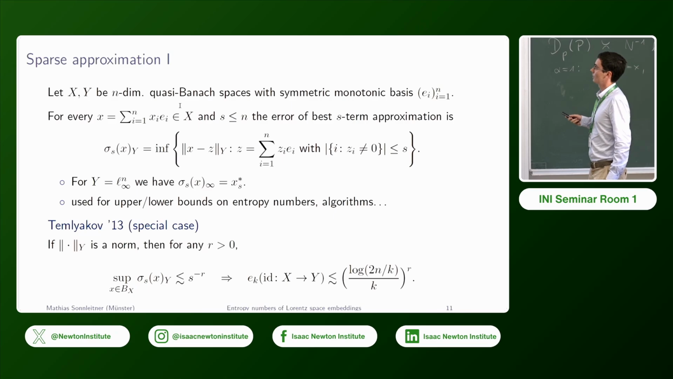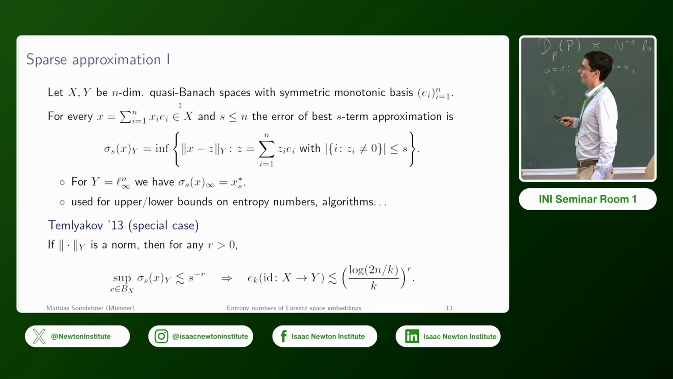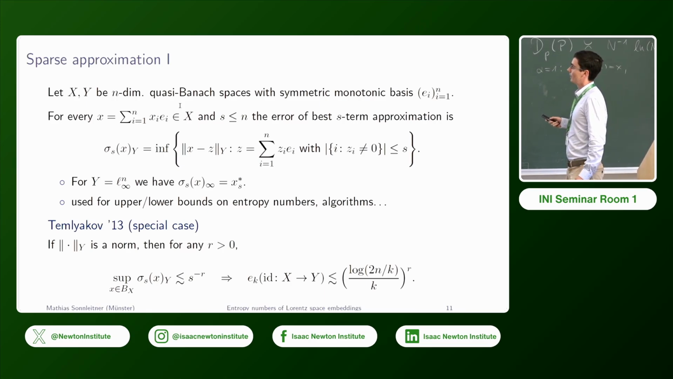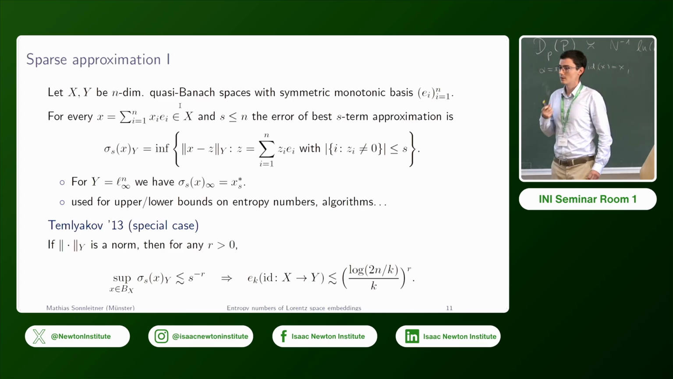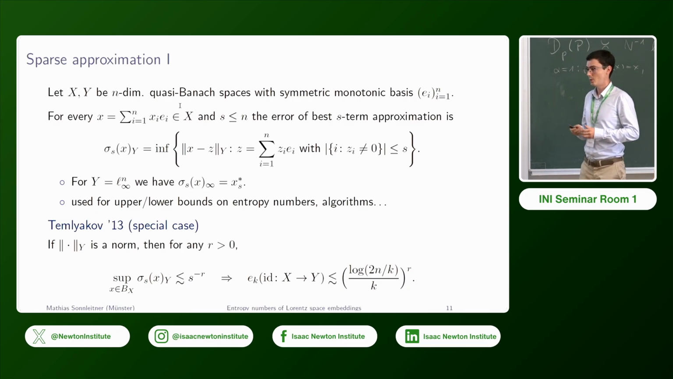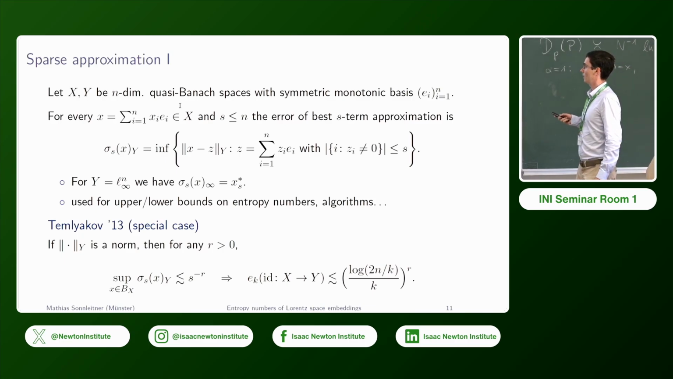And then the interesting regime is characterized by best S-term approximation numbers, as we shall see in a moment. For this, I want to introduce the error of best S-term approximation of an element in a space X, where we look at the best approximation in the Y quasi-norm by elements which have at most S non-zero entries. For example, if Y is L infinity, then we obtain the non-increasing rearrangement. This is in fact strongly connected to Lorentz spaces, but best S-term approximations, as we have seen throughout the week already, play an important role for approximation or bounds on entropy numbers algorithms.